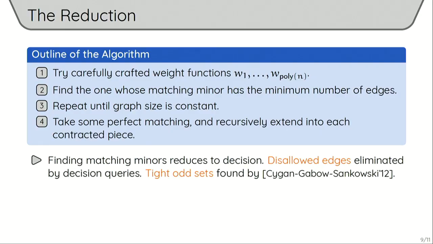So there are some questions about this algorithm. One is, how do you find disallowed edges and tight odd sets that describe the face of a polytope? Disallowed edges, you can just find by making queries to the decision oracle. You can see whether that edge, if you put a very small weight on it, can be part of a perfect matching or not. And for tight odd sets, which is the more complicated case, this was already solved by Sankowski, Gurjar, and others for us. Okay.